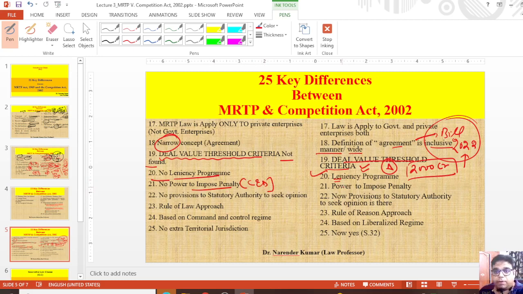बाय द कमीशन, बट राइट नाउ जो पावर है काफी ब्रॉड है, इम्पोज हैवी पेनल्टी, ठीक है ना, और कुछ पिनल प्रोविजंस भी ऐड करने की बात की गई है किसके थ्रू, जो आपका जो रिसेंट अमेंडमेंट बिल है 2022, तो पावर काफी ब्रॉड कर दिया। नो प्रोविजन टू स्टैट्यूटरी अथॉरिटी टू सीक ओपिनियन, बट राइट नाउ the provisions to statutory authority to seek opinion is provided. In MRTP, rule of law approach is followed, but यहाँ पर rule of reason generally is preferred.